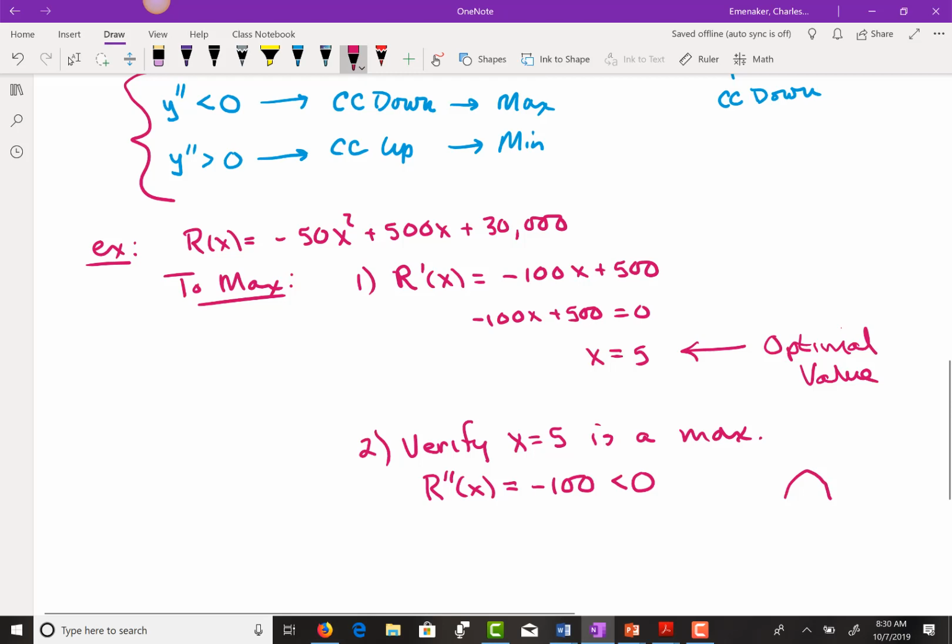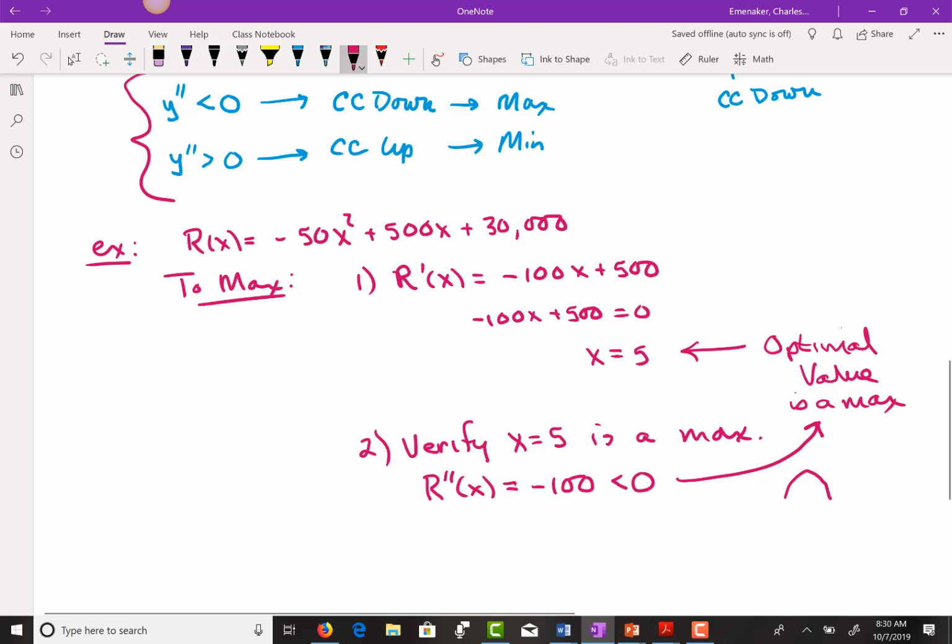Okay, so with this, the second derivative just came out a number. The number's negative. We know it is concave down. We've got a maximum. So we know that this optimal value is a maximum. That comes from the second step.